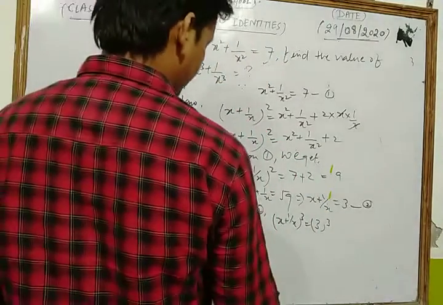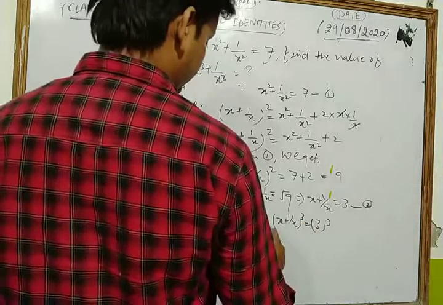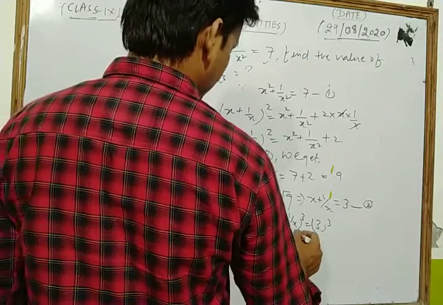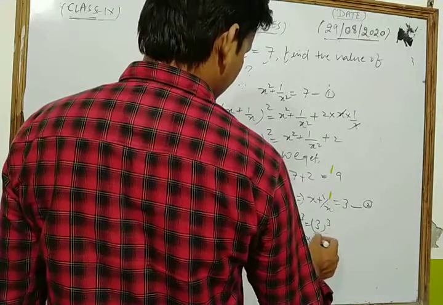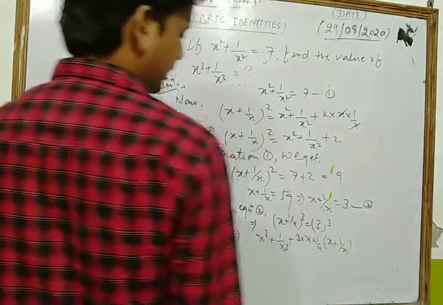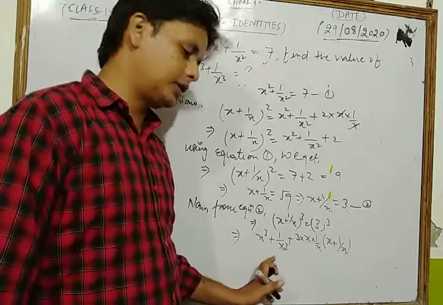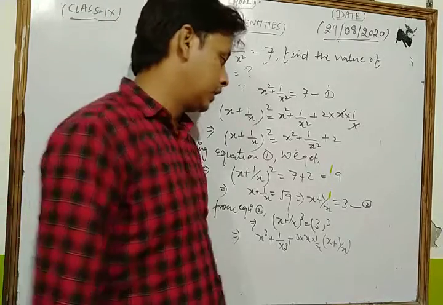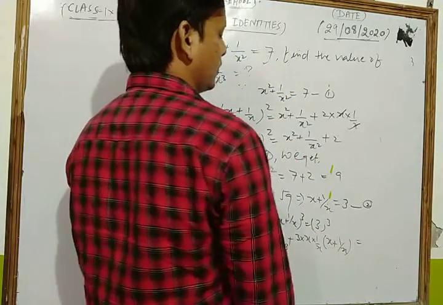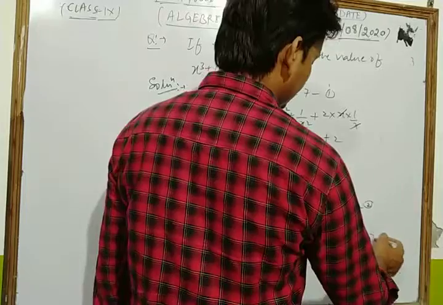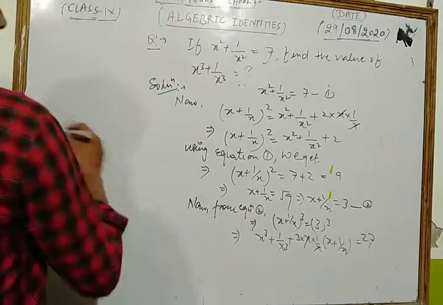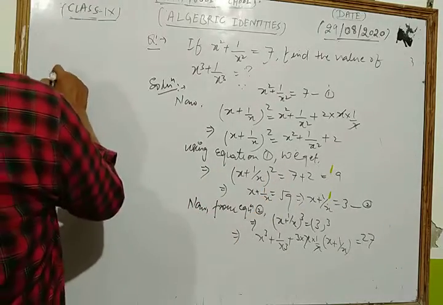So let's see, the value of (a plus b) whole cube is a cube plus b cube plus 3 into a into b in bracket (a plus b). Here a is x and b is 1 upon x, so x cube plus 1 upon x cube plus 3 into x into 1 upon x in bracket (x plus 1 upon x), and is equal to what? 3 3s are 9, 9 3s are what? 27. Now look, x cancels, and using equation 2.